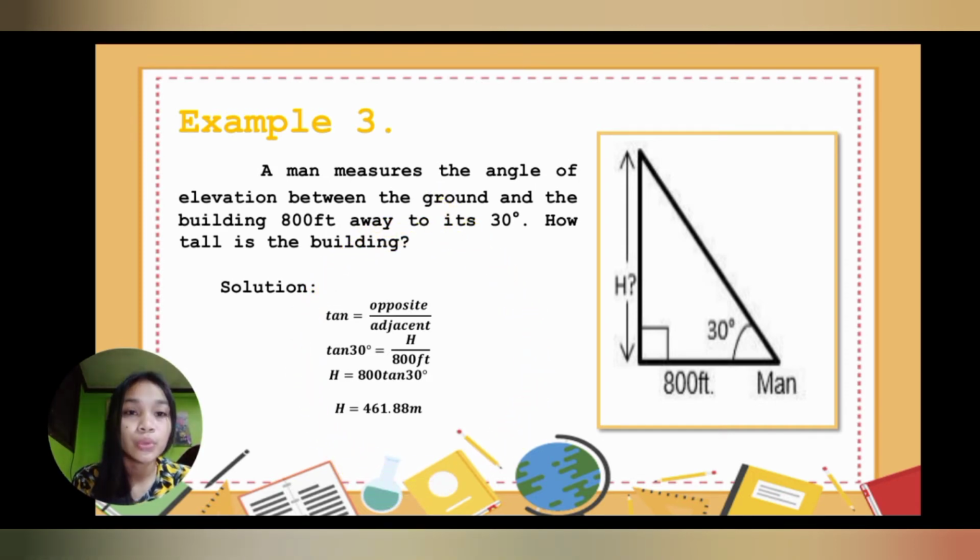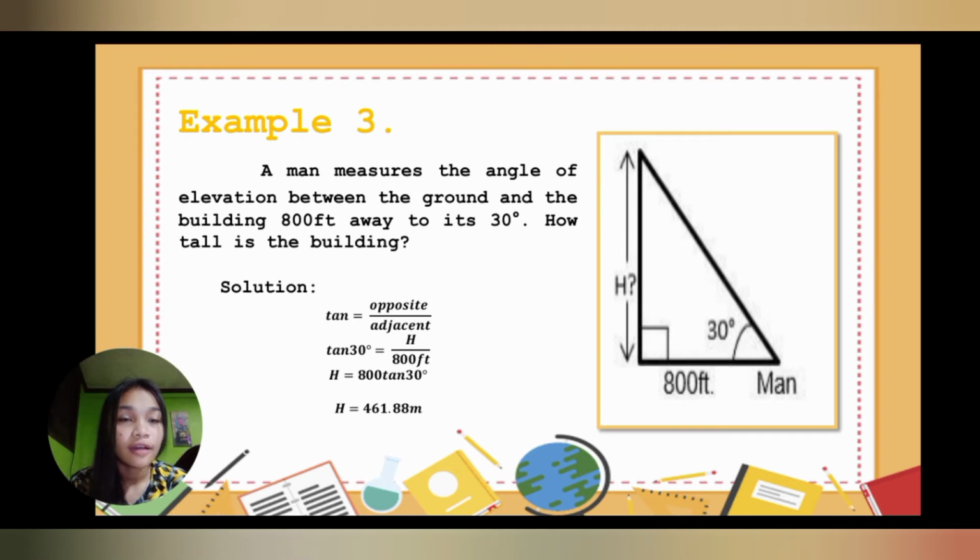The formula that we can use is tangent equals opposite divided by adjacent, because we need to solve on the triangle. So tangent of 30 degrees equals our opposite, which is the height, divided by our 800 feet, which is our adjacent. Then we multiply both sides by 800 feet, so we come up with 800 tan 30 degrees. Multiply 800 by tangent 30 degrees to solve the height of the building. So the height of the building equals 461.88.